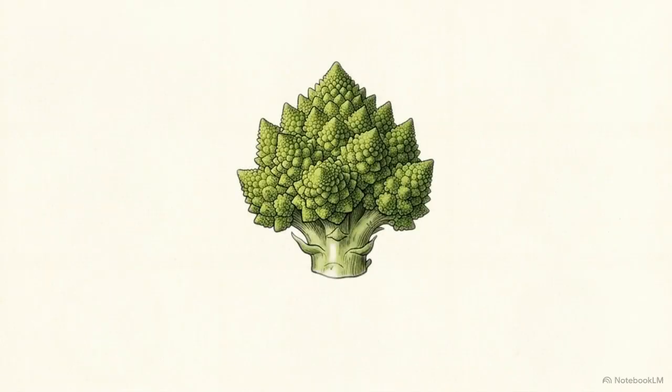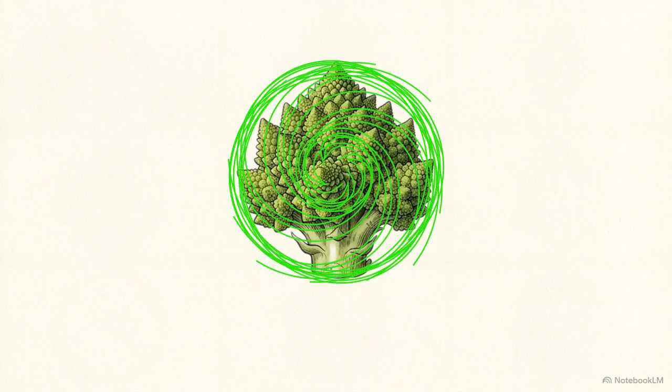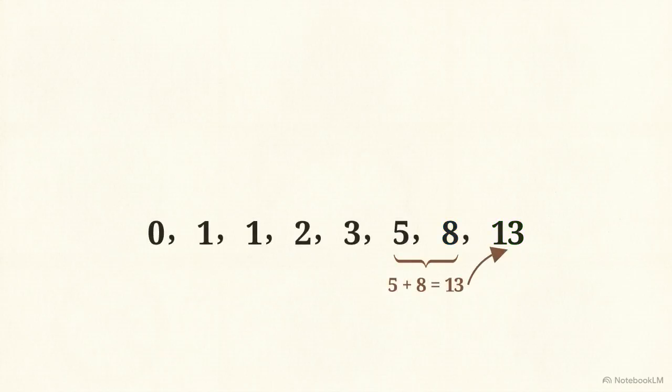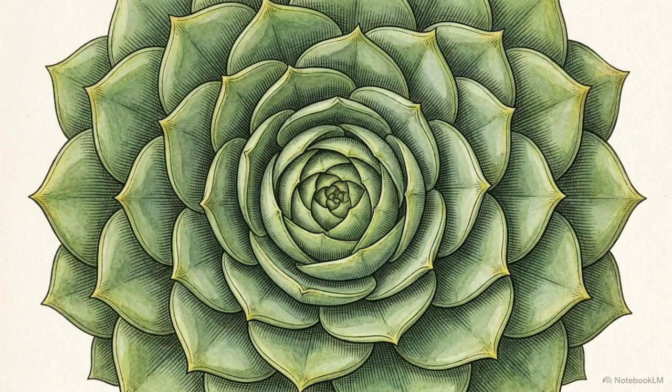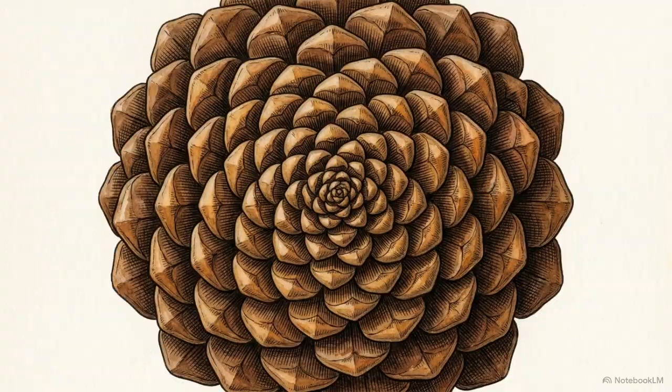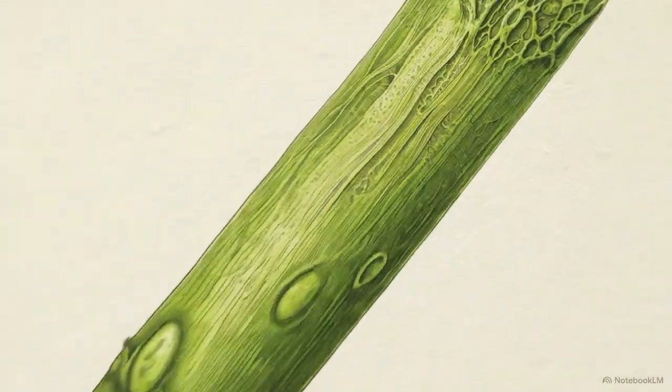Trace these paths to find exactly 13 clockwise spirals and 8 counterclockwise. They appear together for a reason. Both are consecutive steps in the Fibonacci sequence, a mathematical pattern where each number is the sum of the two before it. This sequence dictates the architecture of many living things. You find the exact same numbers governing the distribution of seeds inside a sunflower, or even the intricate scales on a pine cone. A plant doesn't know how to calculate equations.